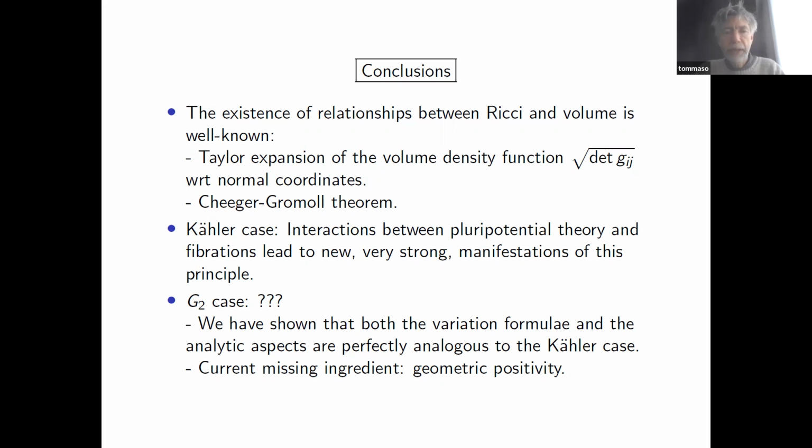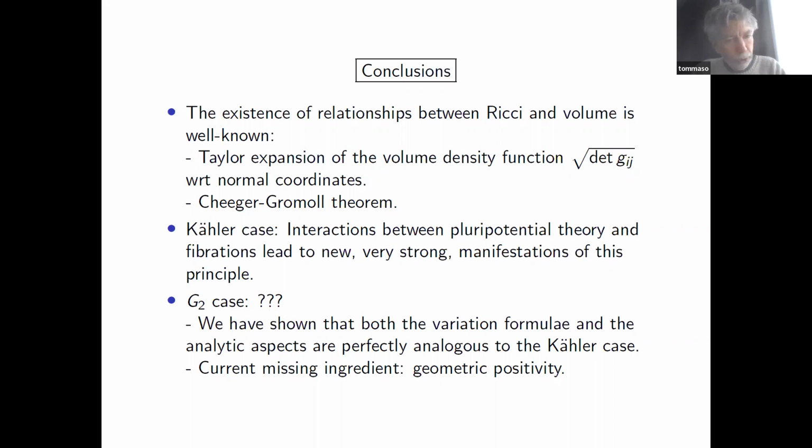What we found, the new element in the Kähler case, is a very strong relationship, because it is a global relationship, not about local balls as in the Cheeger-Gromov case, not about local Taylor expansions, but about the volume of the fibers of the whole fibration. So once again, the positivity or negativity of Ricci is related to the convexity of the volume of those fibers.